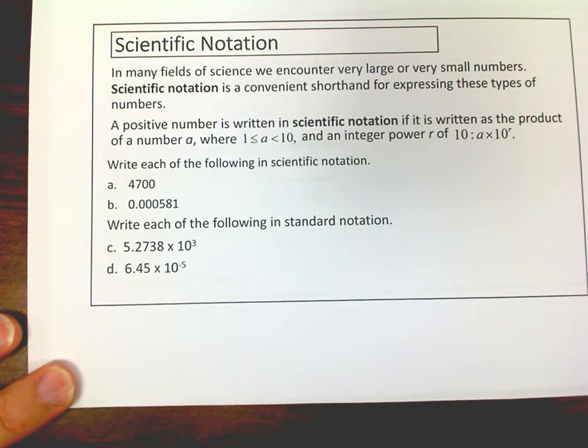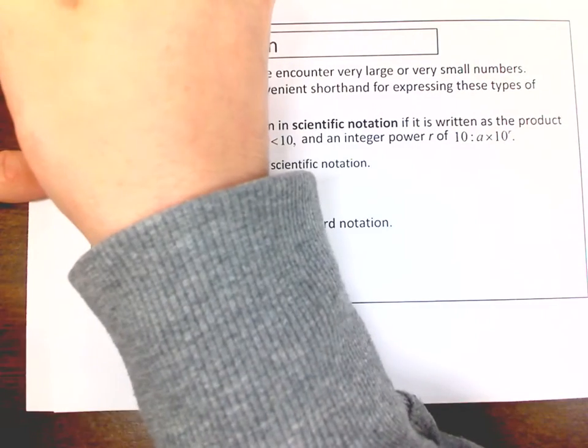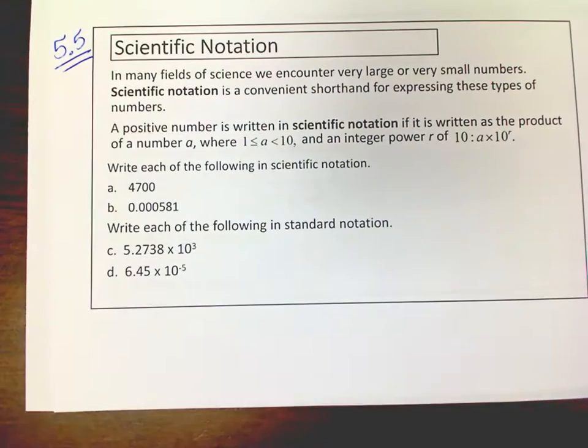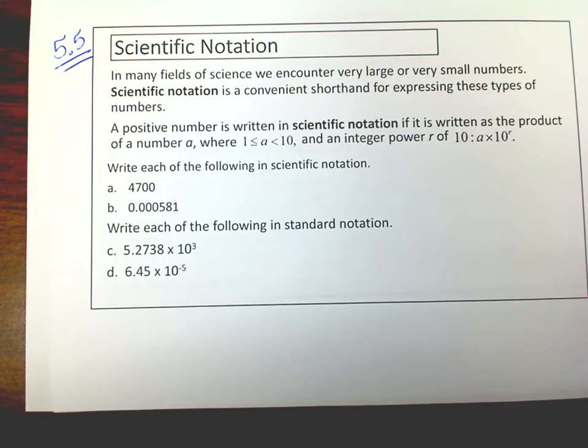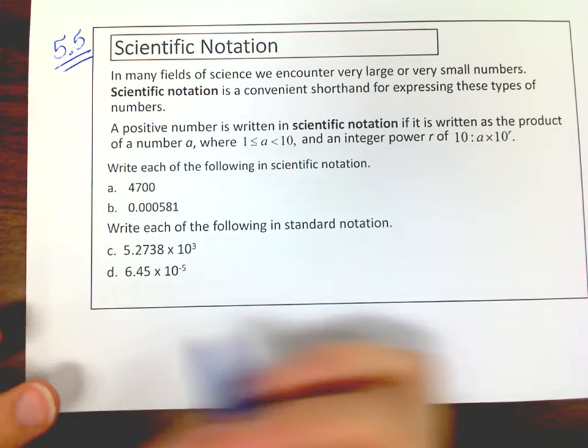Alrighty, this is still part of section 5.5, but now we're talking about scientific notation. Because in scientific notation you do have to use some negative exponents, and so that's why this ties in with this section.